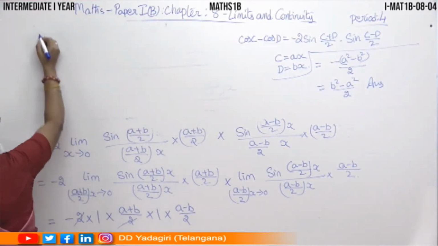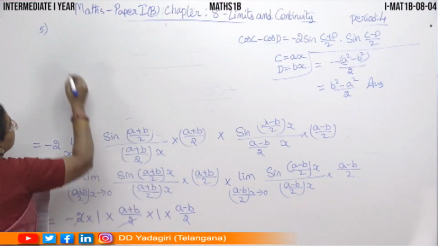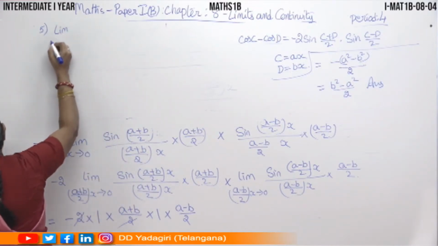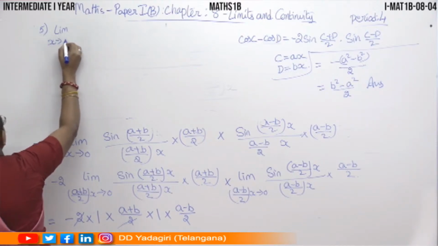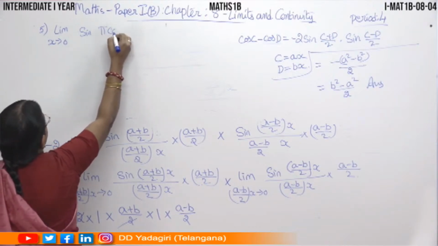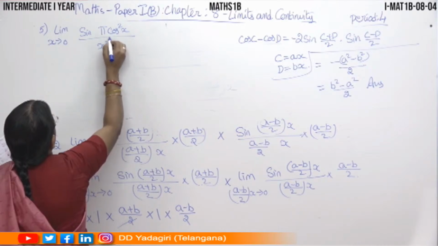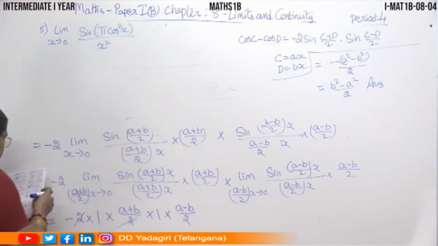Okay, fifth problem. This is again very important. These problems, what all we are doing today, are very, very important. Limit x tending to 0 of sine of pi cos square x, sine of pi cos square x by x square. So this is the problem.